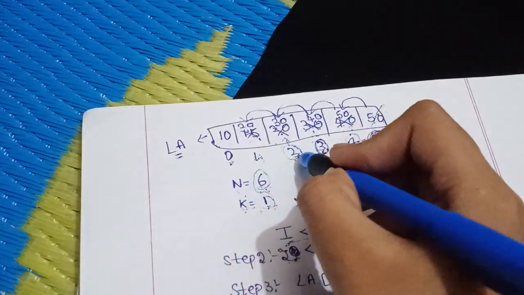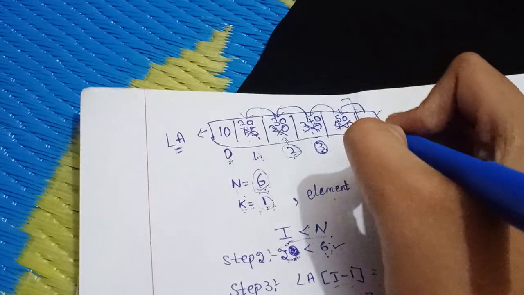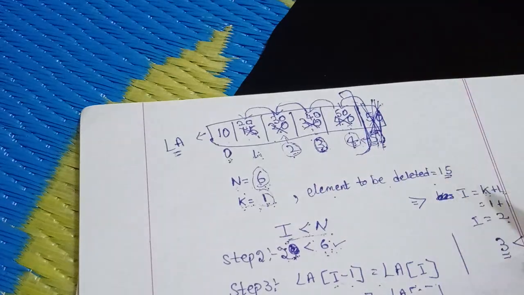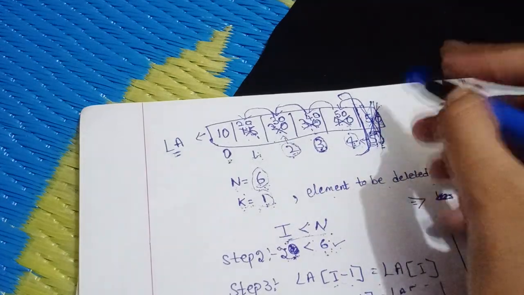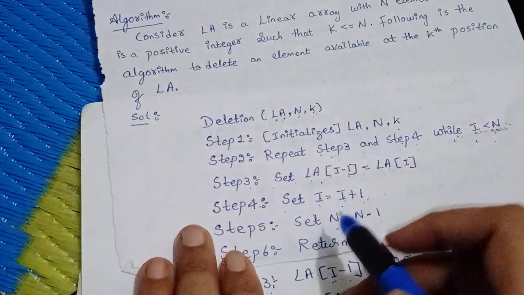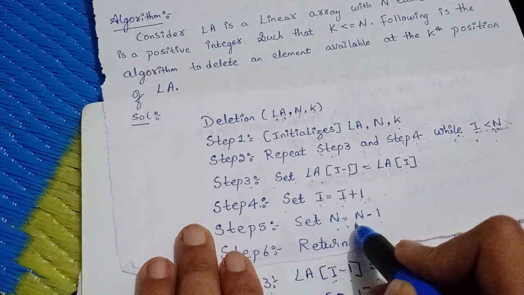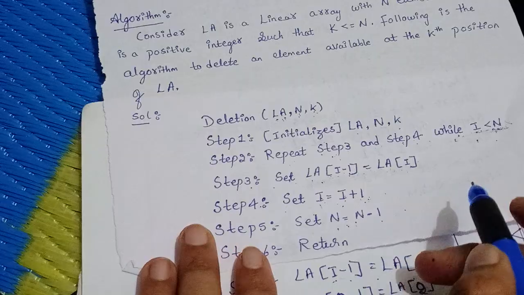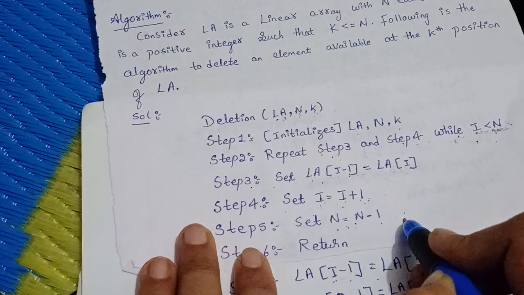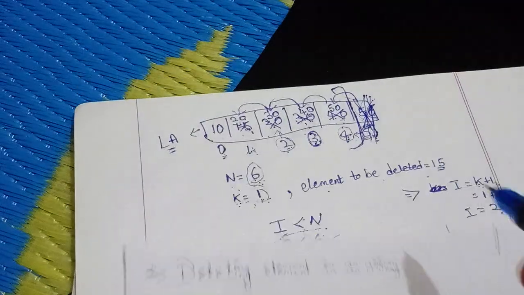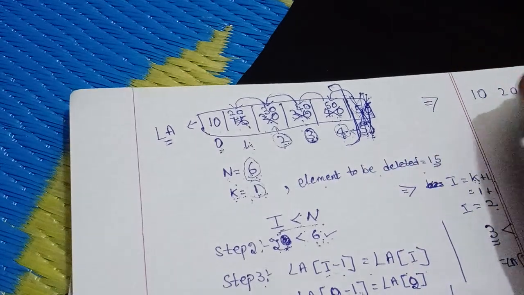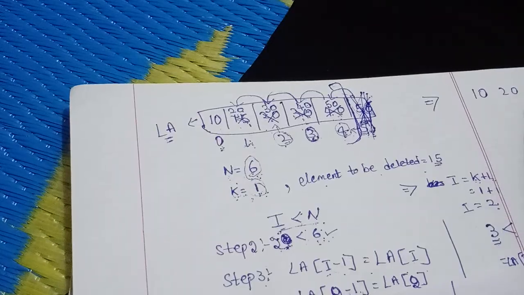So 0, 1, 2, 3, 4. Till 4 only I will have the array. This will not be there. After minusing, this space will not be considered. My array size will be this much only. This step 6 means this only. Reducing the size of the array. After removing the element, then shifting the elements, you need to reduce the size of the array. After that, you need to print this array. So the new array will be 10, 20, 30, 40 and 50.